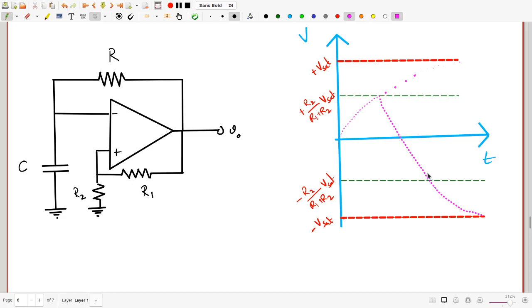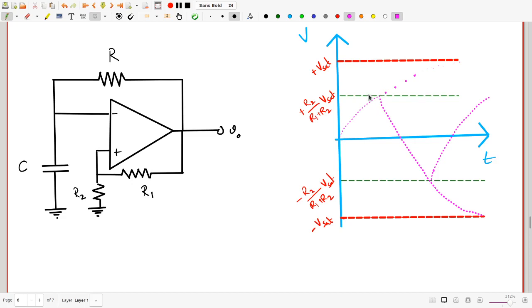But once it reaches the lower trip point and tries to cross beyond that, of course it will not cross beyond that, because once the input voltage reaches the lower trip point, the output switches back to plus Vsat, and now it's going to charge up again until it reaches the upper trip point. So the first half of the cycle is really atypical.